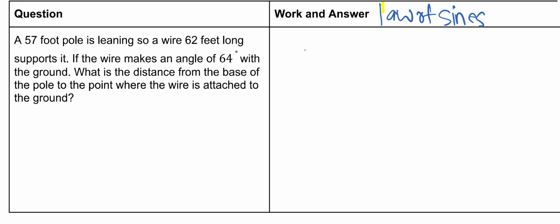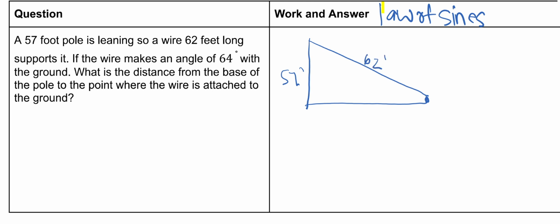So we have a pole that's in the air and it is 57 feet, okay? And it's leaning so that there's a wire that's attached to the ground over here. And that wire is 62 feet long. If the wire makes an angle of 64 degrees with the ground, so that's right here, what is the distance from the base of the pole to the point where the wire attaches? So this is what we're solving for right here. That's our x value, okay?